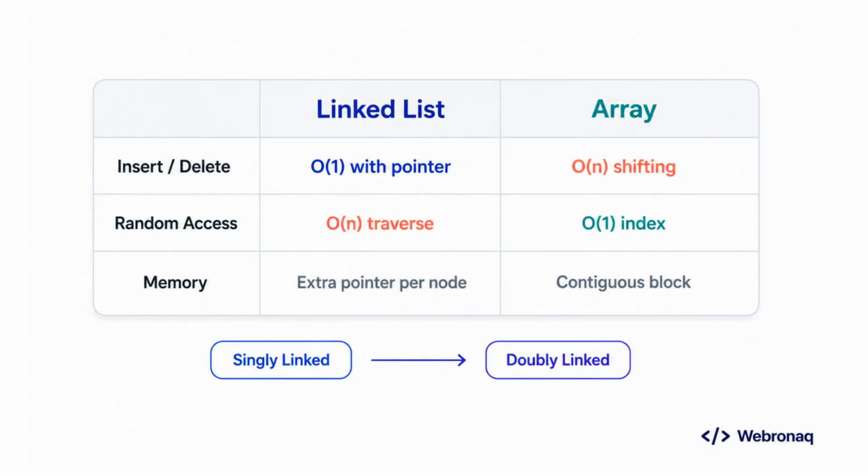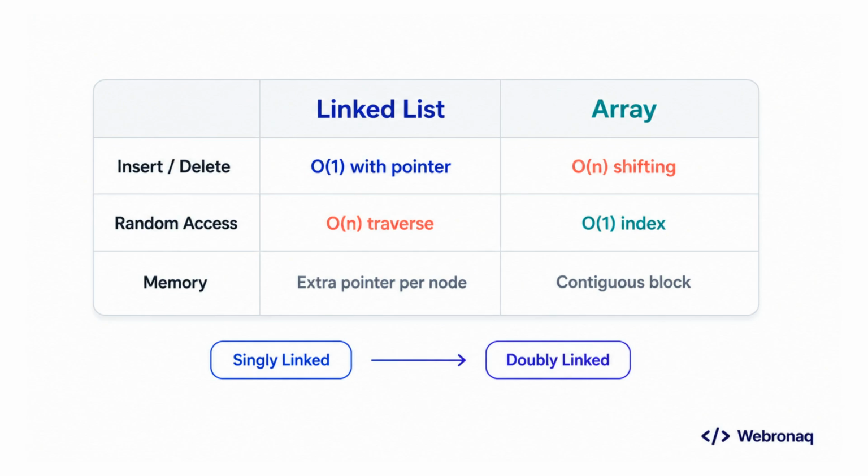Alright, let's bring it all together. A linked list is a chain of nodes, each one holding a value and a pointer to the next. There is no fixed block of memory. The list grows and shrinks dynamically, one node at a time. Here are the highlights to remember. Insertion and deletion at a known position cost constant time, because you are just rewiring pointers. Random access costs order n, because you have to walk the chain from the start. Arrays flip that trade-off exactly.